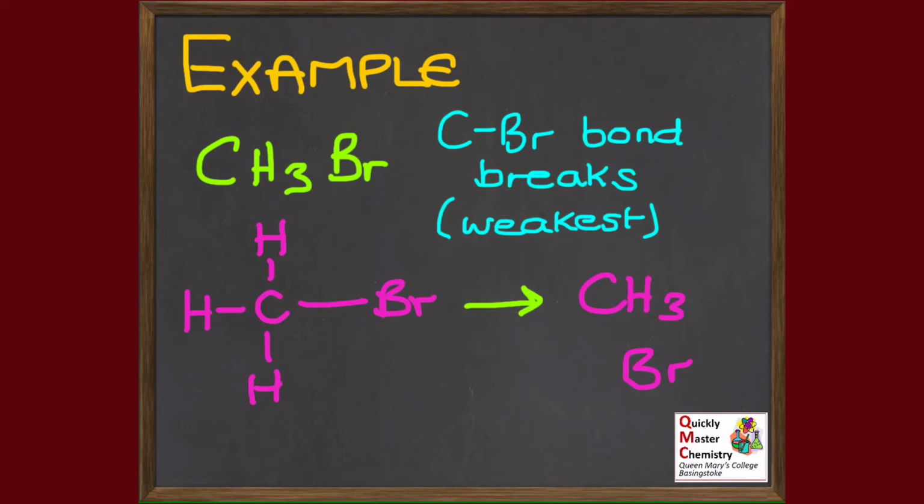And if we draw the relevant bonds, we should have a half-headed arrow heading out to the carbon and to the bromine from the C-Br bond, and that gives us our methyl radical and a bromine radical. Each of those would have an unpaired electron in its outer shell.